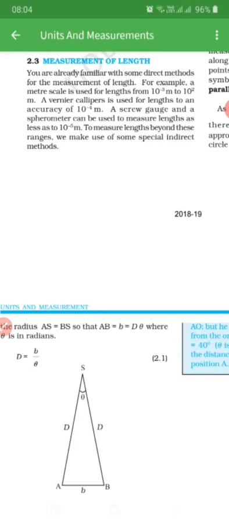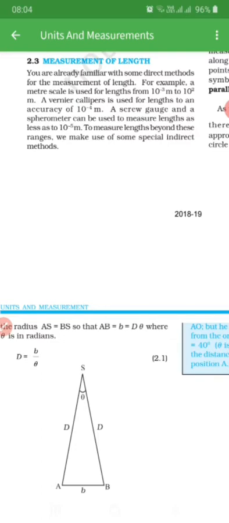Then another instrument, the screw gauge, also known as micrometer screw gauge, and a spherometer are used to measure length as small as 10 raised to minus 5 meter. This vernier calipers, screw gauge and spherometer all will come in practical. I will show you, and if possible, I will send a video of this apparatus also.